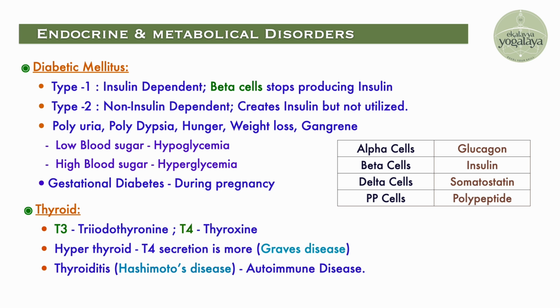Hypoglycemia is also called lower blood sugar. Hyperglycemia refers to higher blood sugar. Gestational diabetes occurs in a woman when there is pregnancy.